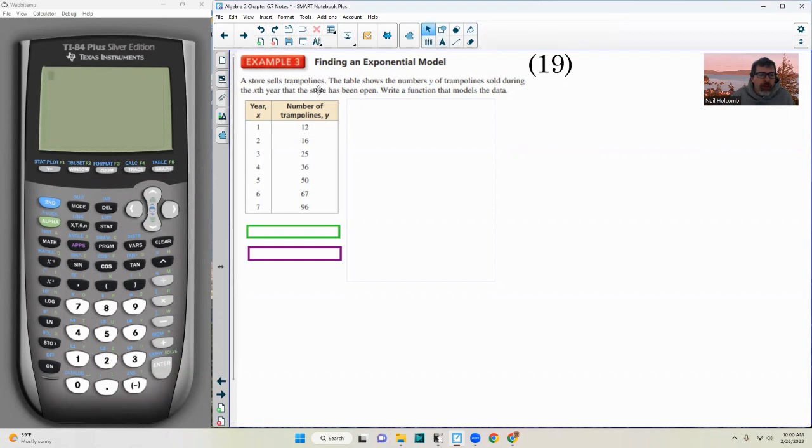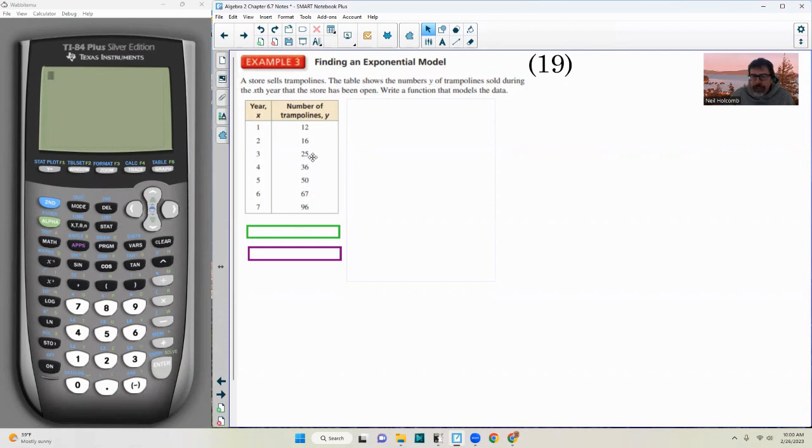It says a store sells trampolines. The table below shows the numbers y of trampolines sold during the first 7 years, where x is the years the store has been open. Write a function that models this data.